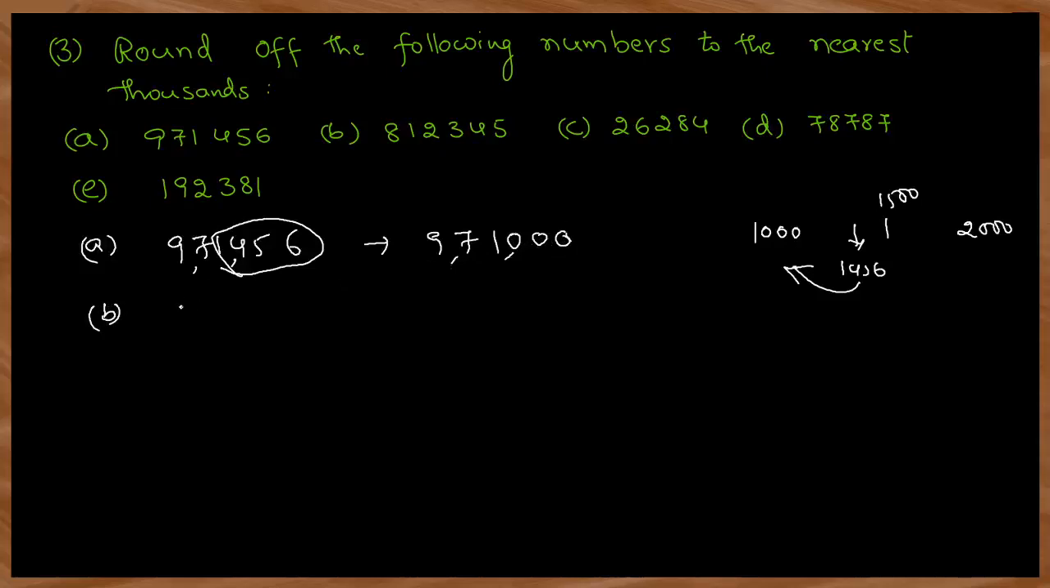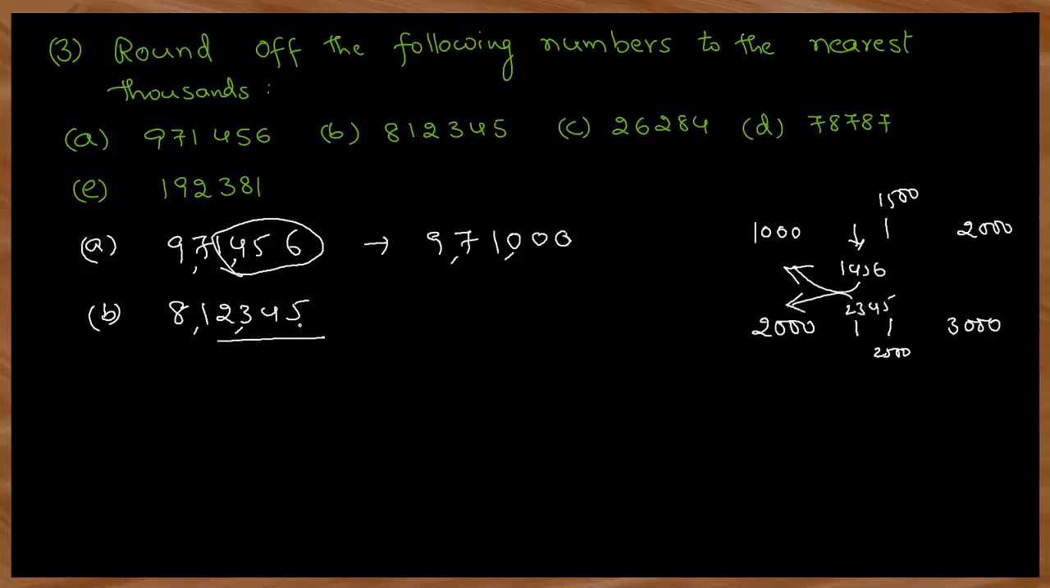Next one, 8,12,345. Keep the commas here. Take up to here. So what is the thousands place here? 2000. Check the number in between 2000 to 3000. Middle number is 2500. 2345 lies somewhere here, which is nearer to the 2000.